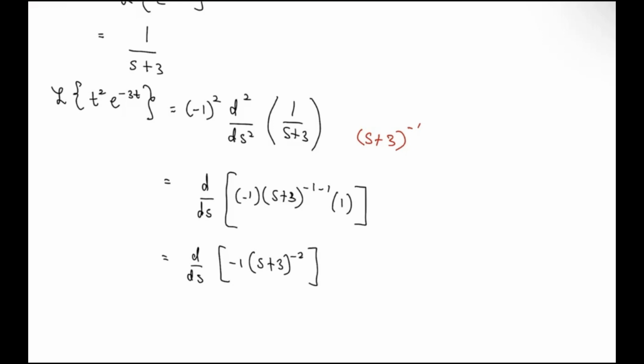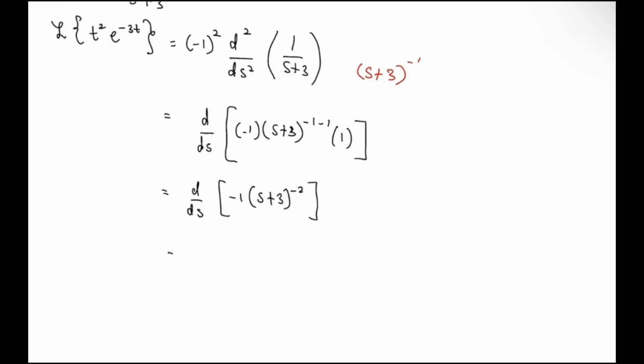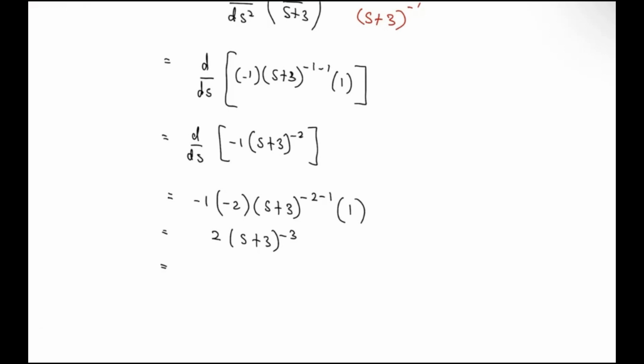And then you differentiate a second time. So you have negative 1 multiplied by negative 2 times (s plus 3) to the power of negative 2 minus 1 times the differentiation of s plus 3, which equals 1. So negative 1 times negative 2 is positive 2, times (s plus 3) to the power of negative 3. Or this one can be rewritten as 2 over (s plus 3) to the power of 3.